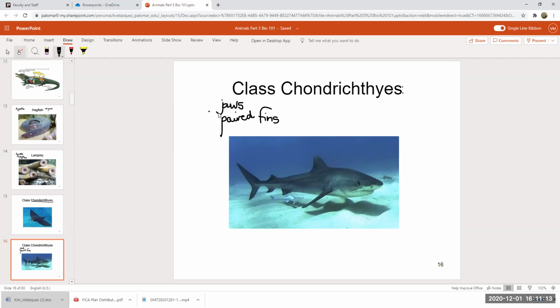If you have jaws, you can be a predator, which means you can get larger. So being able to move with these paired fins is going to make them a good predator. And also having jaws is going to make them a good predator. And both of these things allow these animals to get bigger. Okay, there's only so big a lamprey or a hagfish can get because they can't eat bigger food. They can't be effective predators. So they can't get as large as these do.